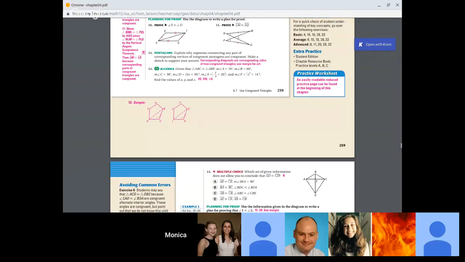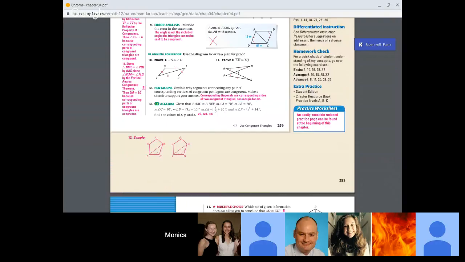So if you look down here at this picture, you've got these pentagons. The problem tells you that they're congruent pentagons so that we know this measure is congruent to that measure, this to this measure, etc., right? We also know that the angles will be congruent. So if we draw a diagonal like this to connect corresponding parts, then what it's asking is, why are these segments also congruent?